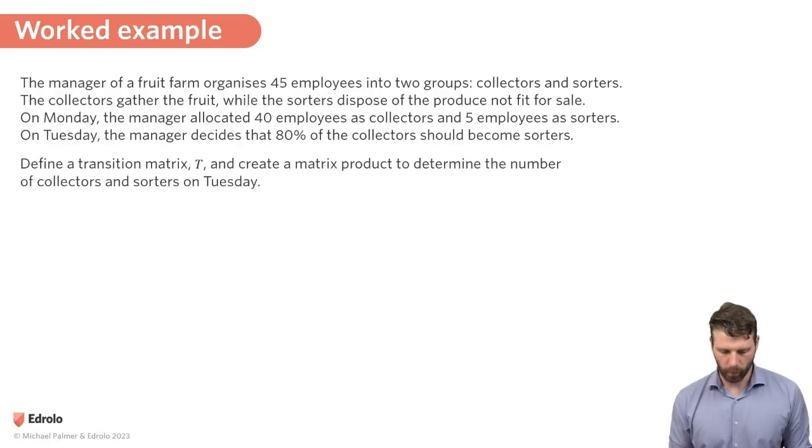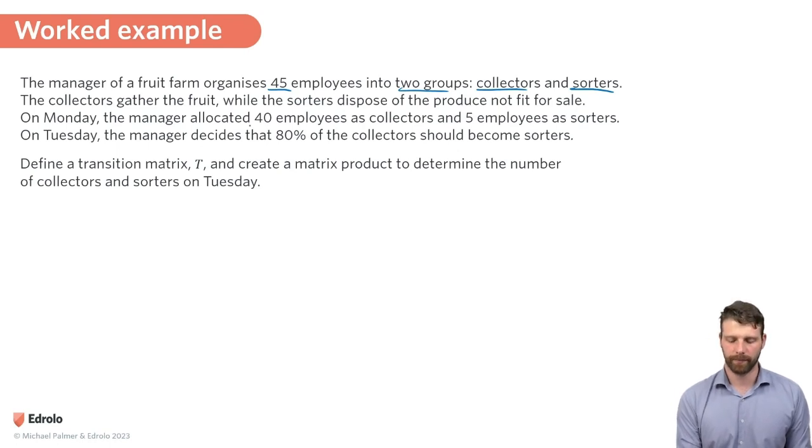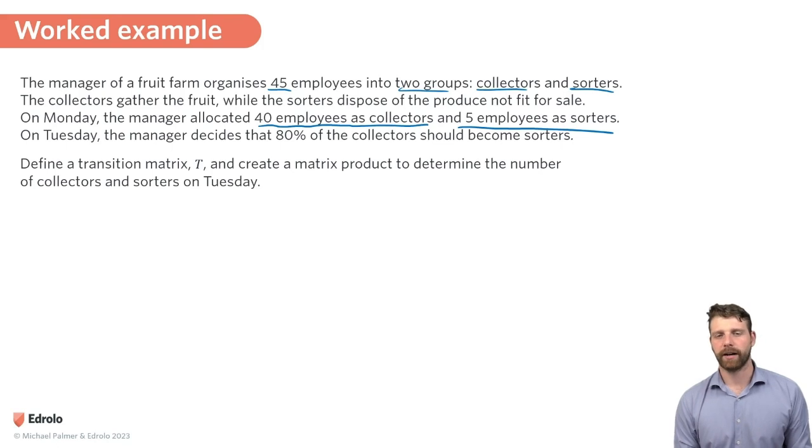Here's a worked example. The manager of a fruit farm organizes 45 employees into 2 groups, collectors and sorters. The collectors gather fruit while the sorters dispose of the produce not fit for sale. On Monday, the manager allocated 40 employees as collectors and 5 employees as sorters. On Tuesday, the manager decides that 80% of the collectors should become sorters. Define a transition matrix T and create a matrix product to determine the number of collectors and sorters on Tuesday.